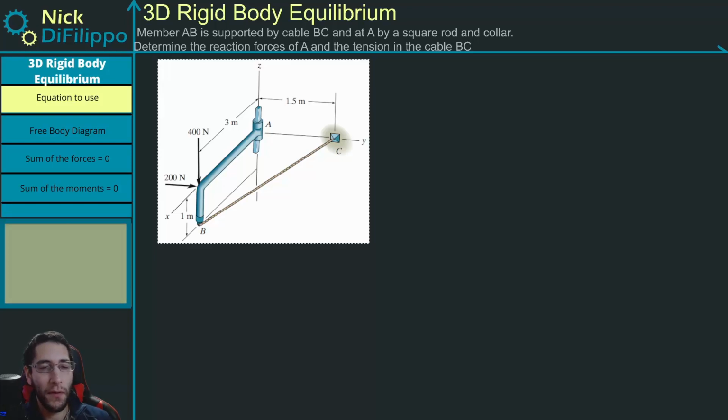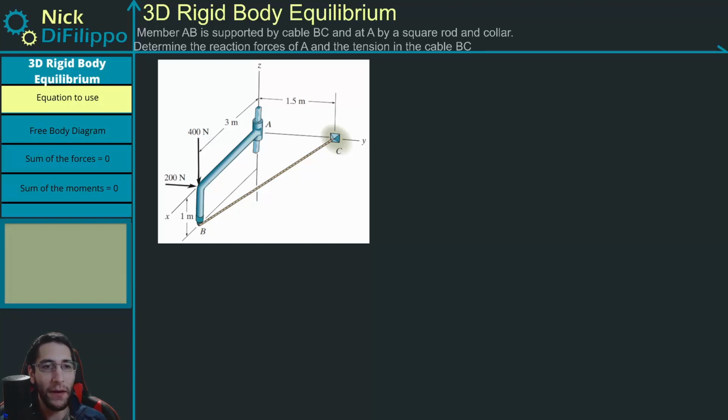In this problem, what we are asked to do is determine the reaction forces for A, as well as the tension in this cable BC. And we are told that we have this member BA. This member has two different forces that are being applied to it. And this becomes a 3D rigid body equilibrium problem.